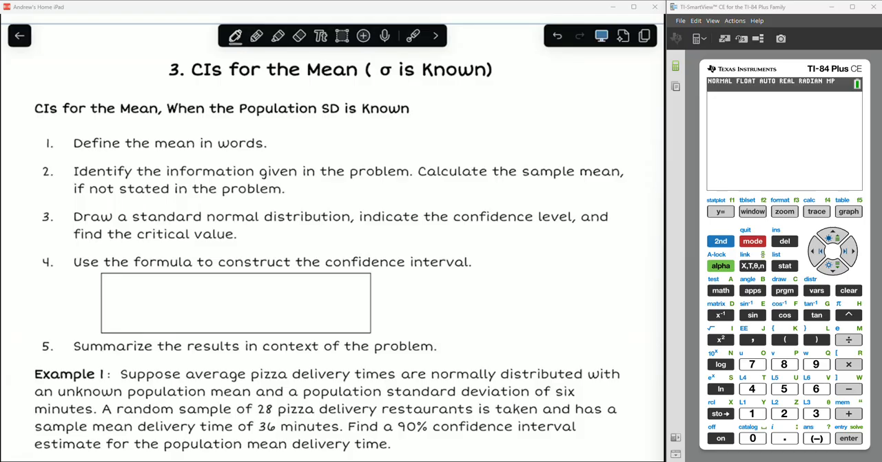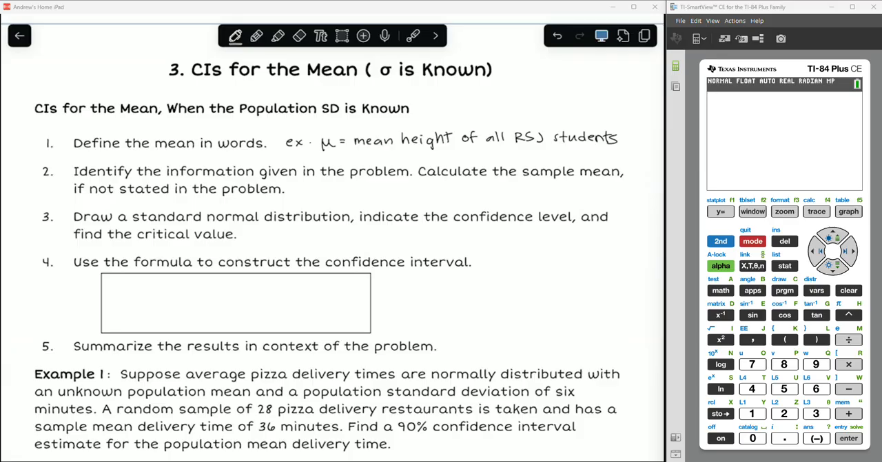So the very first thing you should do is define the parameter of interest in words. So in this case, the population mean that we're estimating. So you would write, for example, population mean mu equals mean height of all RSJ students. I want to know what I'm estimating before I start to estimate it.